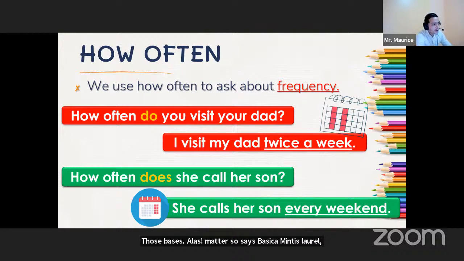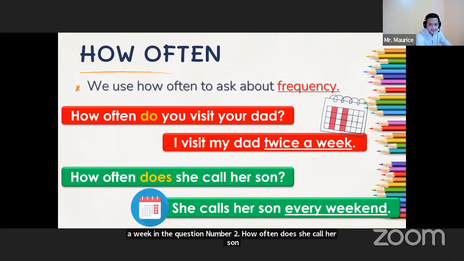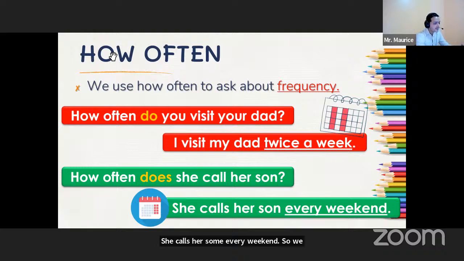And the question number 2, how often does she call her son? ¿Cuán a menudo ella llama a su hijo? How often does she call her son? You see? She calls her son every weekend. So we have the word how often. Let's continue.